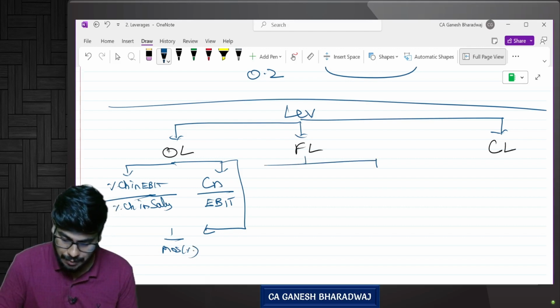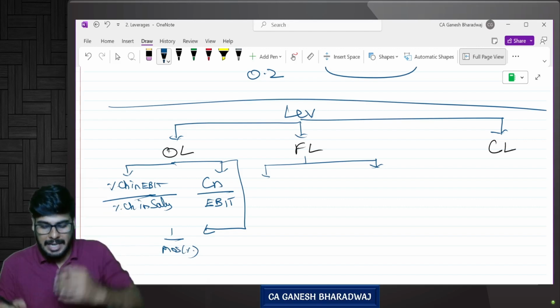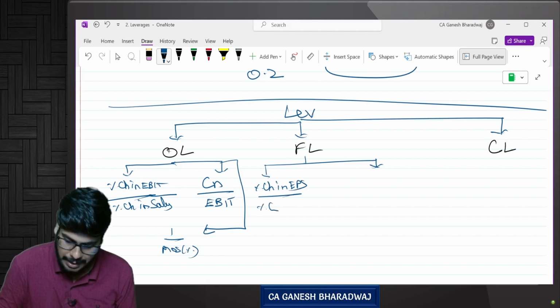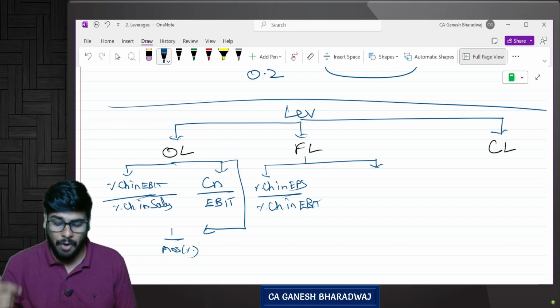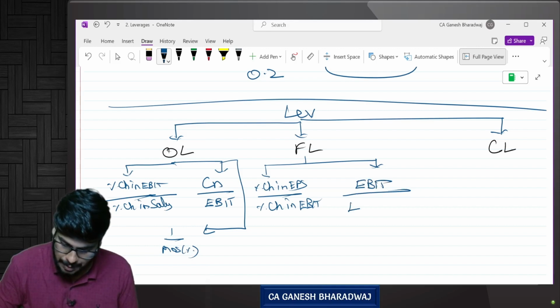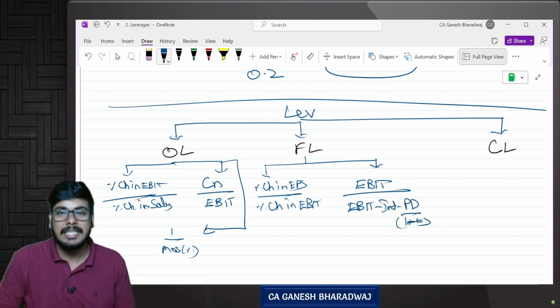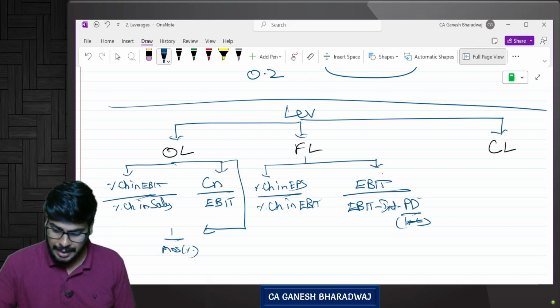Next, financial leverage. Financial leverage talks about the relationship between EPS and EBIT. So percentage change in EPS divided by percentage change in EBIT. Are you clear with this? Or this formula you can use here: EBIT divided by EBIT minus interest minus preference dividend upon 1 minus t. And I told you in some cases the preference dividend is ignored and they are just writing it as EBIT upon EBIT minus interest, or in other words EBIT upon EBT. That's another way it can be written.